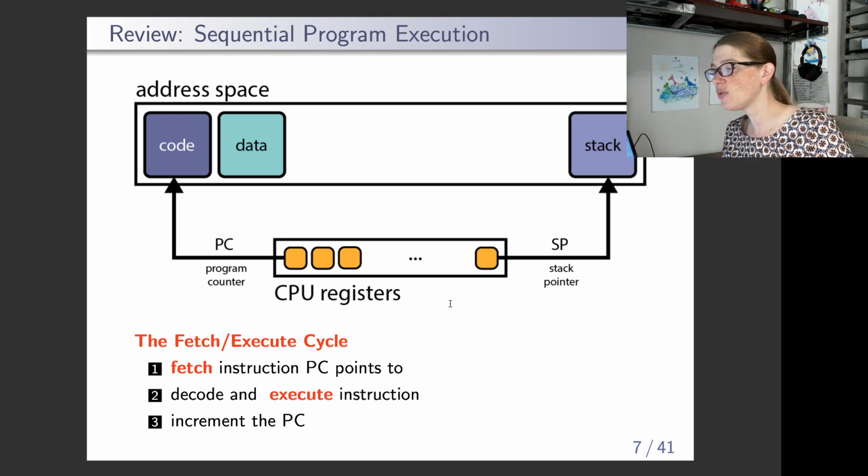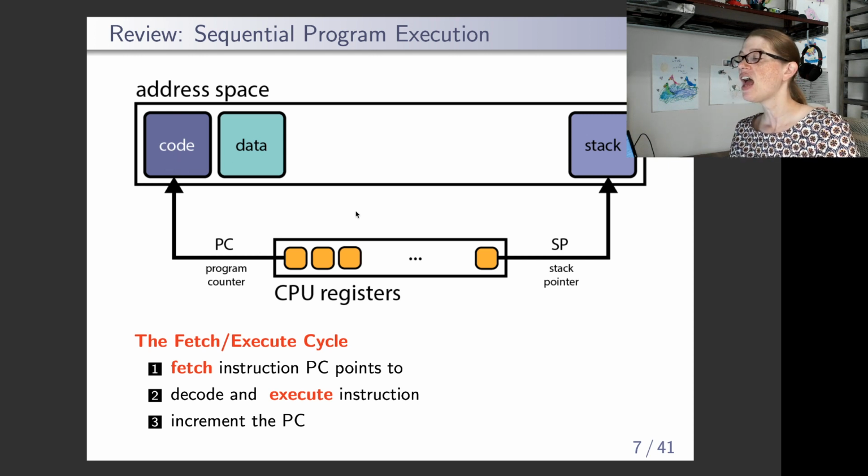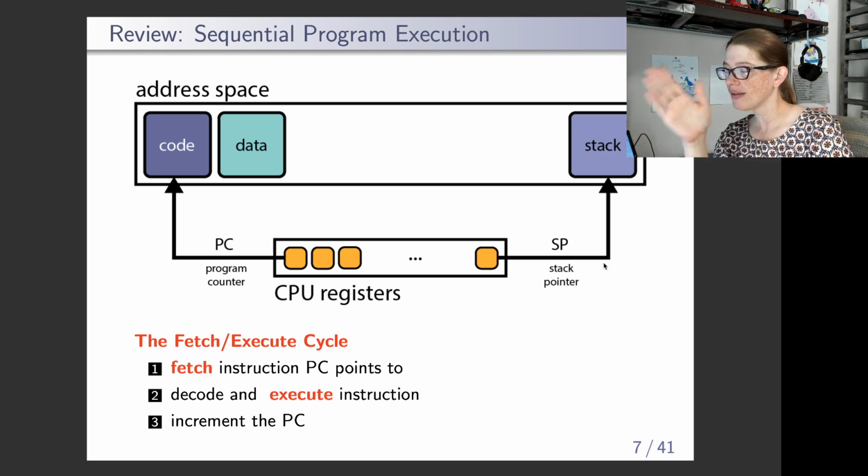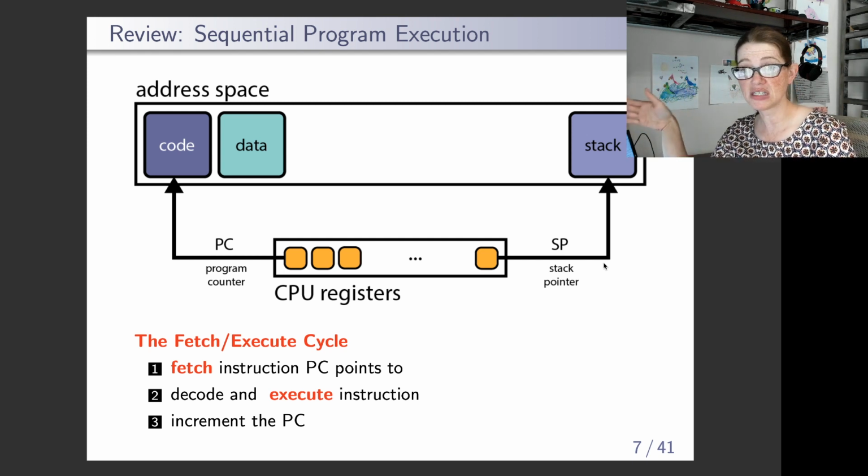Then we have a CPU with some registers. We have a program counter that points to the address of some instruction in the code segment. And then we have a bunch of other registers, and some of them point to things like stacks and so on. And then the CPU doesn't know about the threads. It just knows my program counter points here. I'm going to fetch the instruction that it points to, decode it, execute, increment the PC, and continue about my business.